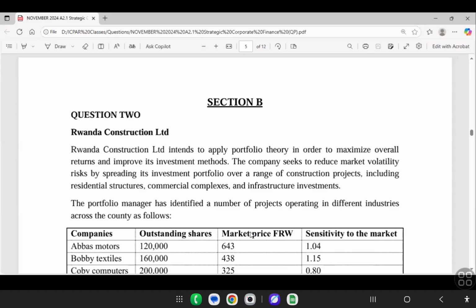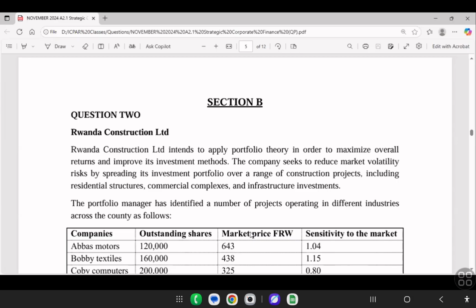The first company, Rwanda Construction Limited, intends to apply the portfolio theory in order to maximize overall returns and improve its investment methods. The company seeks to reduce market volatility risk by spreading its investment portfolio over a range of construction projects, including residential structures, commercial complexes, and infrastructure investment. The portfolio manager has identified a number of projects operating in different industries across the country as follows.